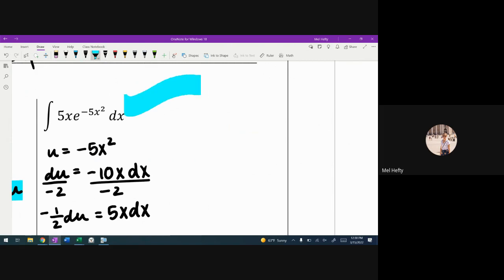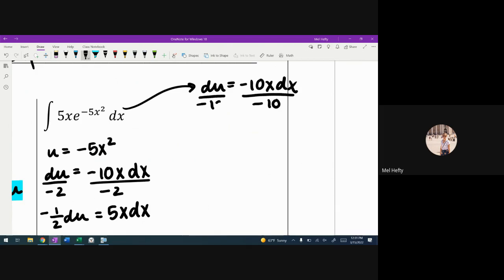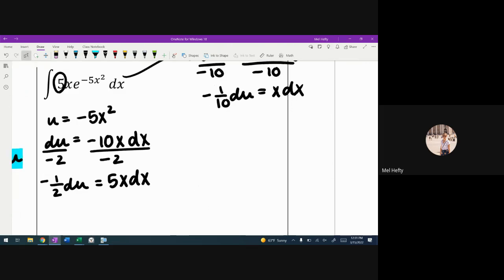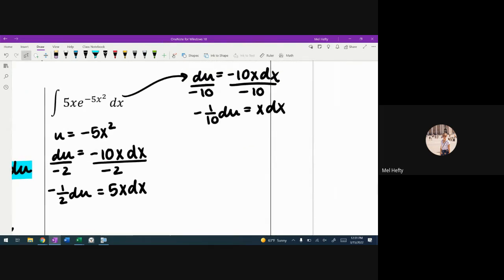So here, I'll show you what I'm doing. If that had been a 7, I would take my du is negative 10x dx, and I would just divide by negative 10. So you'd have negative 1/10 du. Whatever number is there would just be multiplied by whatever constant I have. So it does match the negative 1/2 because 5 times the negative 1/10 is my negative 1/2. So either way is fine. It is sometimes cleaner to do it the way Matt's suggesting if we can find the easy way to make that number.